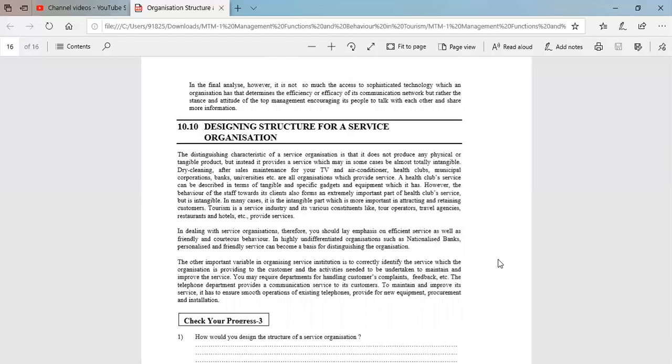Sorry, your voice is not audible. No, actually, yeah, it just cut down due to a call. Okay, now it is coming, right? Yes, yes.